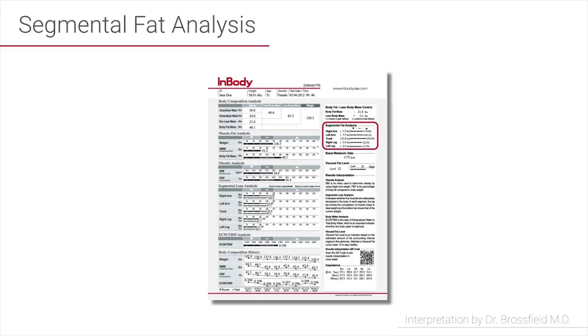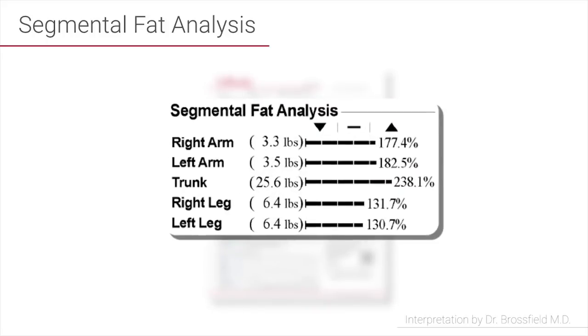This segment, called Segmental Fat Analysis, is a description of how much fat is being stored in each segment of your body. So you can look at your right arm, your left arm, your trunk, and then your legs and see where fat is deposited. Most of us carry more fat in our trunk than in our limbs, and so you'll be able to see that by noticing that the bar for trunk moves a little further to the right than probably your upper body or arms or your lower body or legs.